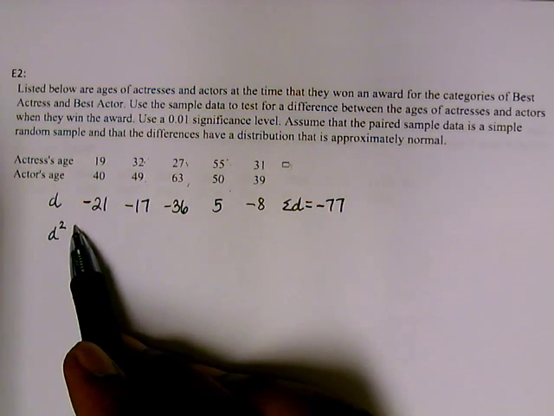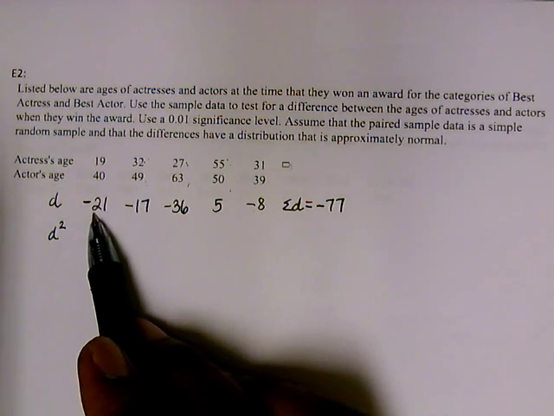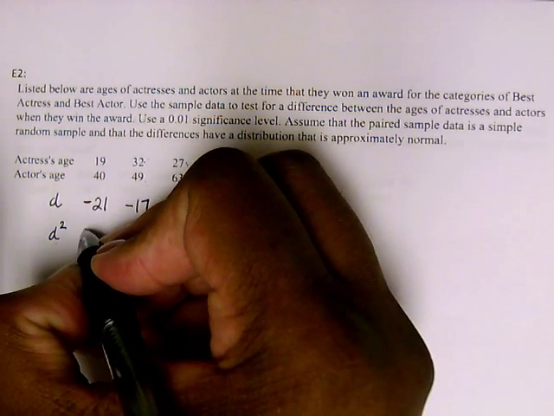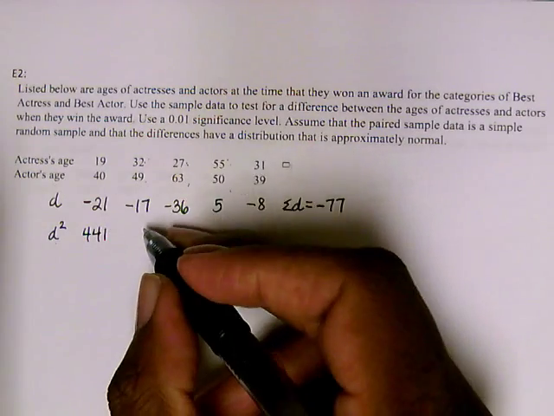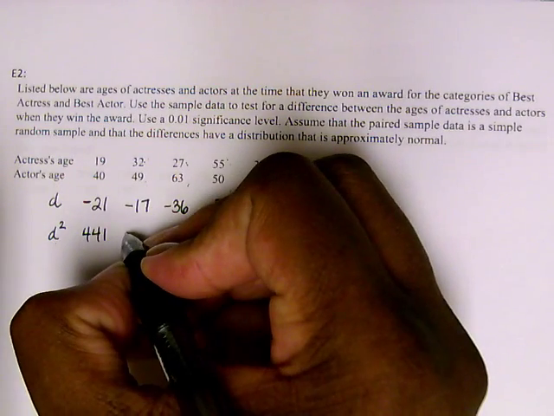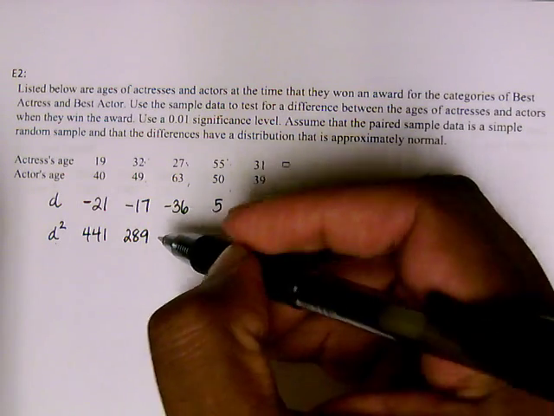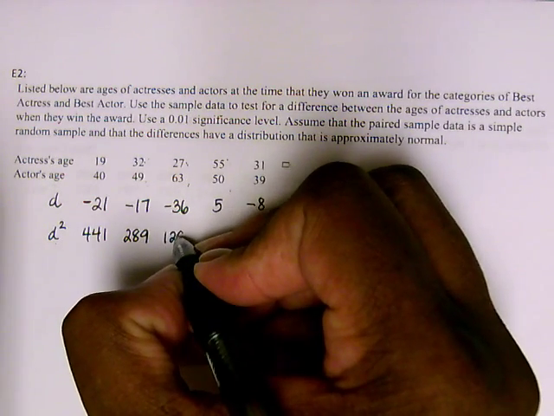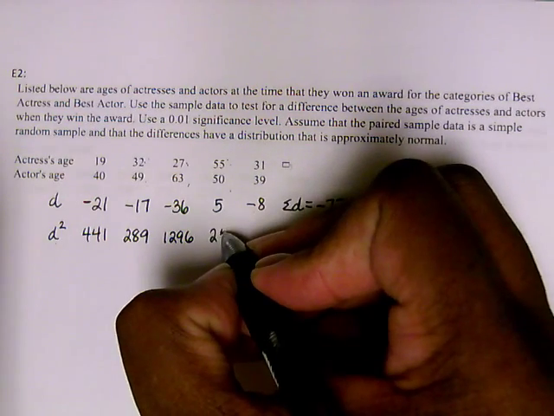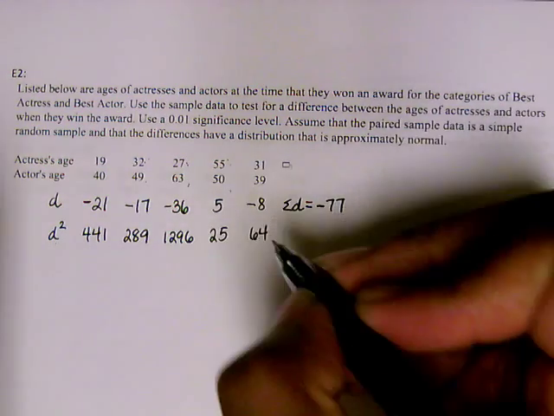And then for D squared, I'm going to square each individual difference. So if I square a negative, it's going to be positive. So negative 21 squared will be a positive 441. The same thing here, negative 17 squared will be 289. For negative 36, if you square that, that would be 1,296. For 5, square the 5, you're going to get 25. And then negative 8, you square that, you're going to get positive 64.